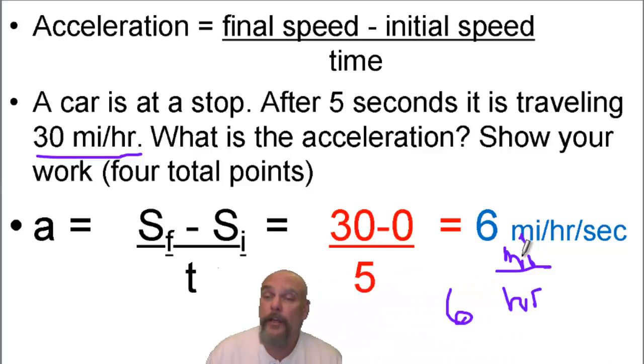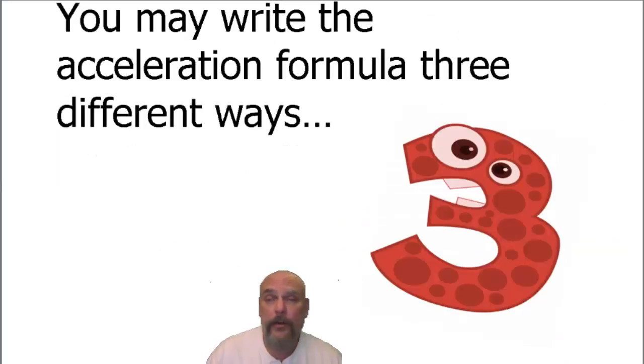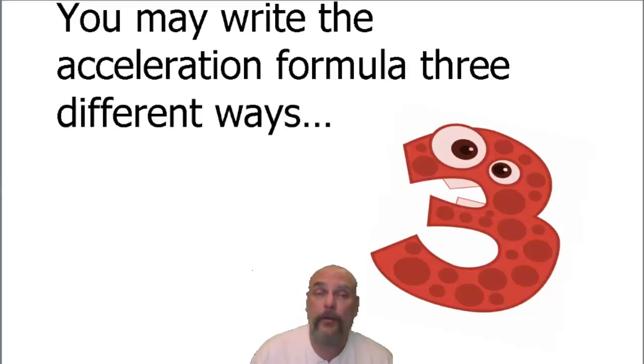That's her average speed increase every second. On average, her speed increased by 6 miles per hour every second. You may use this acceleration formula 3 different ways. Here are 3 different ways that you can set up this formula.